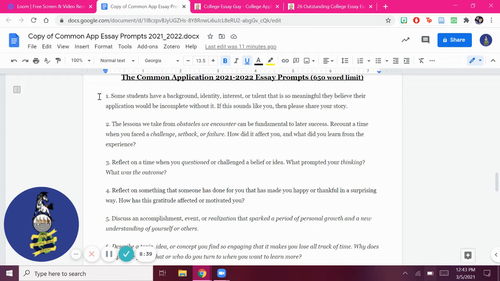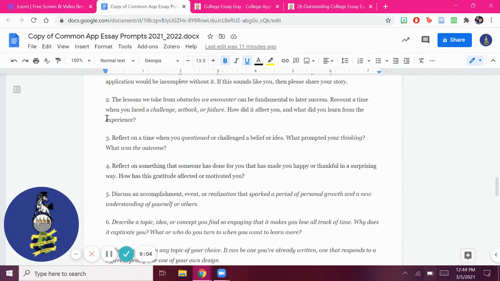And you could even write a draft based on one of these prompts, because these prompts are often similar or repeated throughout the years. So if you are able to do that, if that's something that you would be interested in doing, that is something highly recommended because it will really help you out when the time comes to actually apply. So the Common App questions, there are 7 different ones.